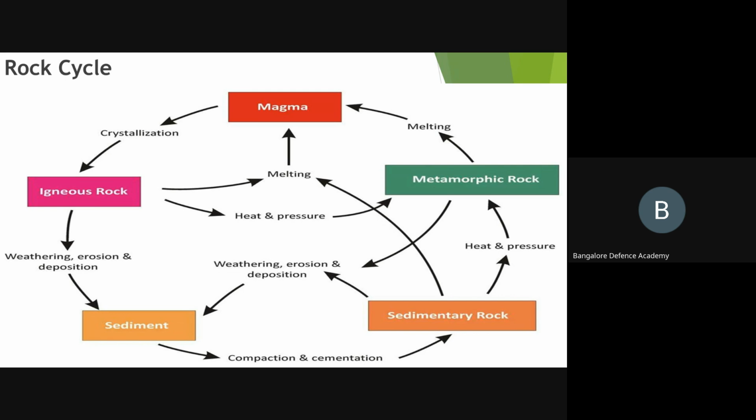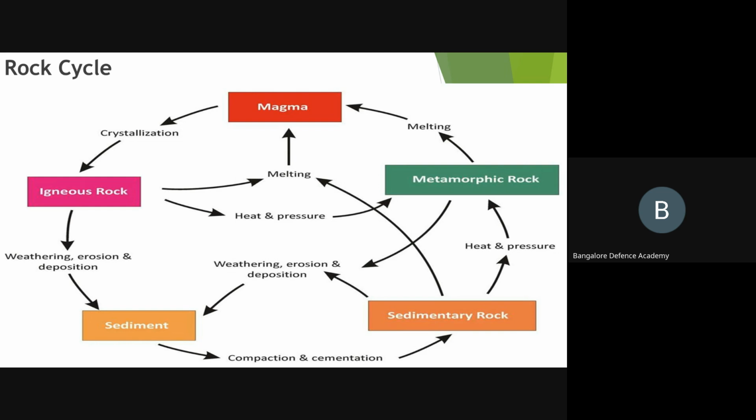Okay, so now if you see the metamorphic rock, what can happen to the metamorphic rock? One is it can be melted completely and converted into magma, or weathering and erosion can happen and it can be converted into sediments again. Okay, this is called the rock cycle. With one rock, all the rocks can be formed, and with magma, all the types of rocks have been formed, and this is the cycle which is happening for the rocks.